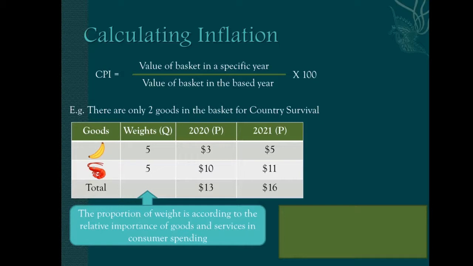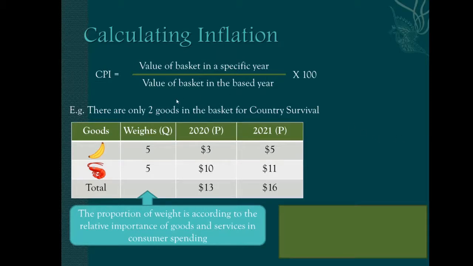So this is the scenario. Let's say 2020 we use for the base year. From now on, whatever year we are comparing, we are going to use 2020 as the base year. So when we are trying to find the CPI for 2021, we are comparing 2021 to 2020, and so on and so on.